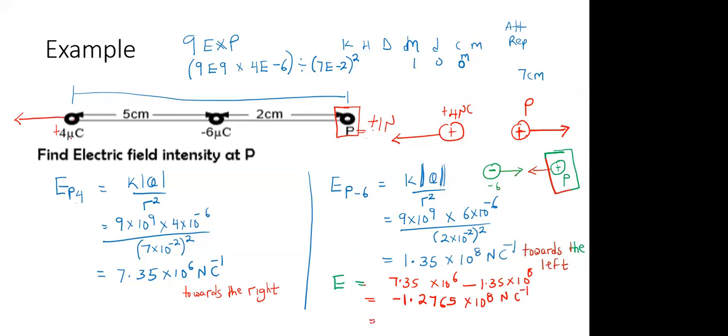However, now here we are going to make a conclusion. When you are writing your electric field intensity, it cannot be negative. Whenever you find a negative, it is just an indicator that you are moving towards the left, that the strongest force is taking you towards the left. So your conclusion would be 1.2765 exponent 8 newtons per coulomb towards the left. You drop the negative and substitute it with the direction, because negative shows the direction.